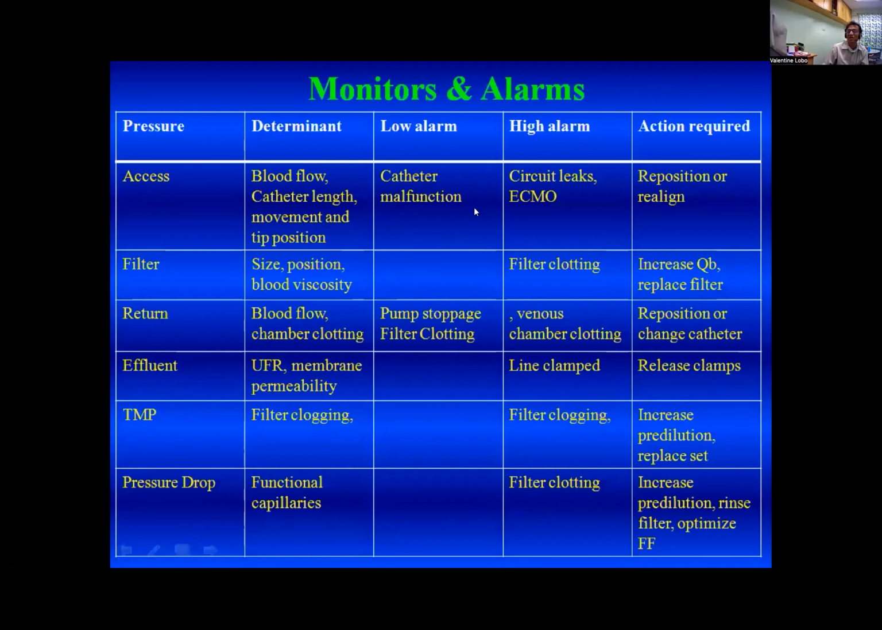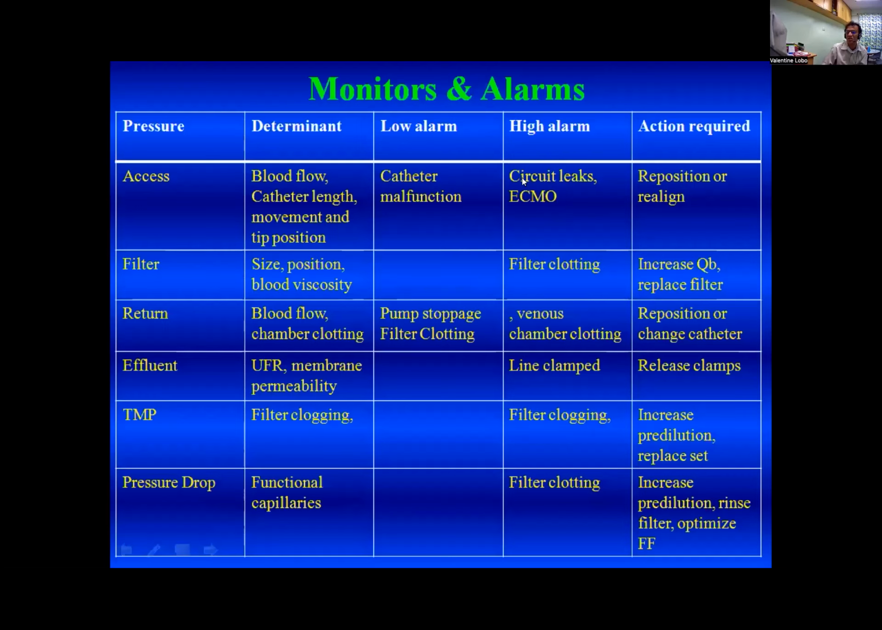What are the determinants of this pressure? Our access pressure is determined by the blood flow we have chosen and the appropriate catheter length and the position of the catheter. A low access pressure alarm means that the access is failing to deliver the blood flow that we want at an acceptable pressure. Whereas a high pressure alarm would be seen in circuit leaks.